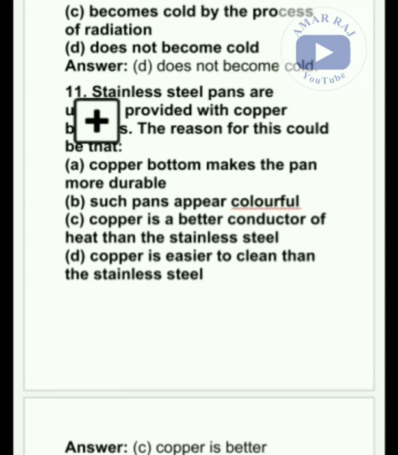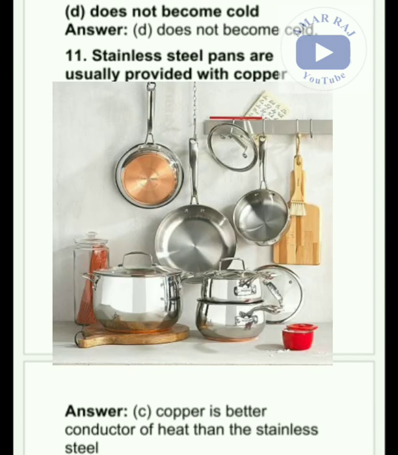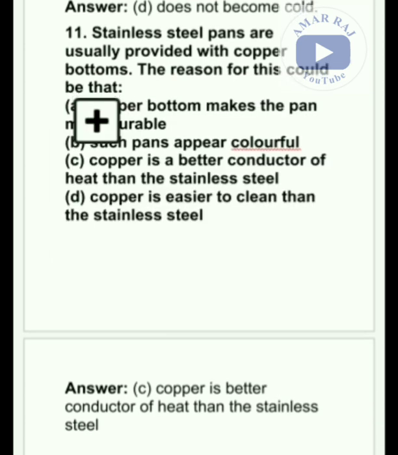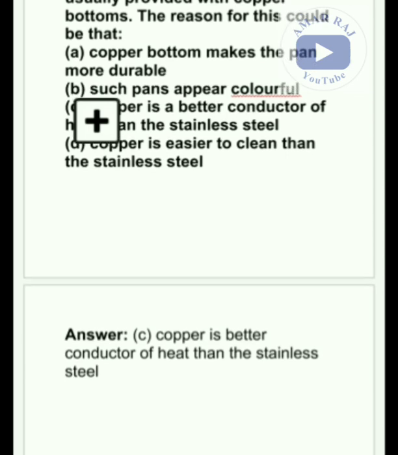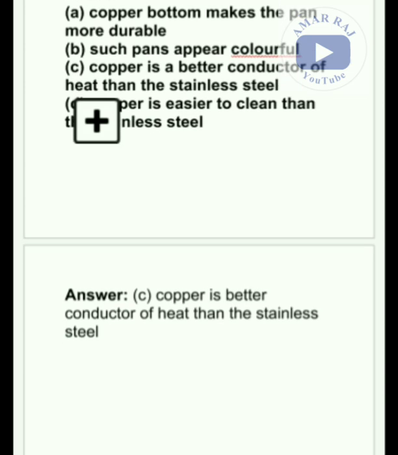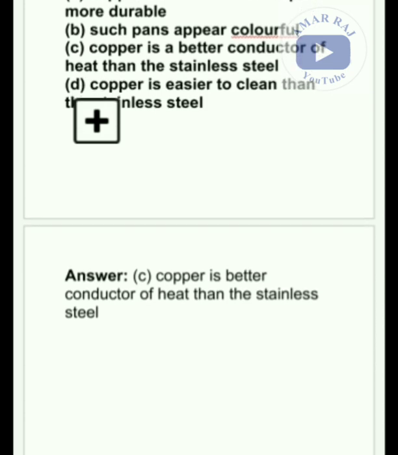Now question 11. Stainless steel pans are usually provided with copper bottoms. The reason for this could be that, there are 4 options: copper bottom makes the pan more durable; such pans appear colorful; copper is a better conductor of heat than stainless steel; and option D, copper is easier to clean than stainless steel.